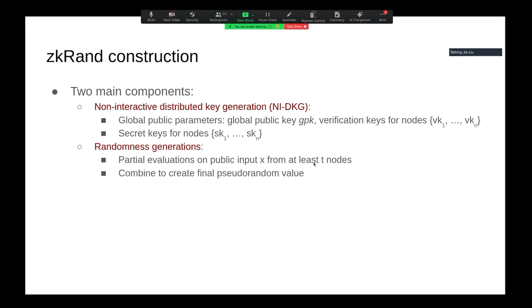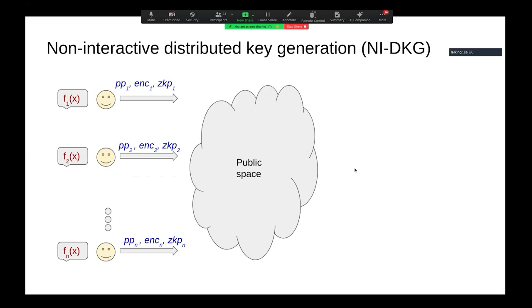And once we have this, we can combine them together to create the final pseudo random value. This combination process doesn't involve any secret information. It can be performed by any party. And the final pseudo random value is publicly verifiable. It can be verified in constant time using the global public key. So this is a high-level description of the non-interactive DKG.